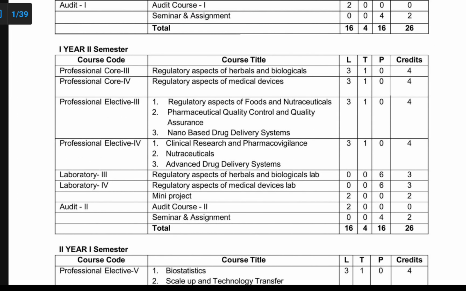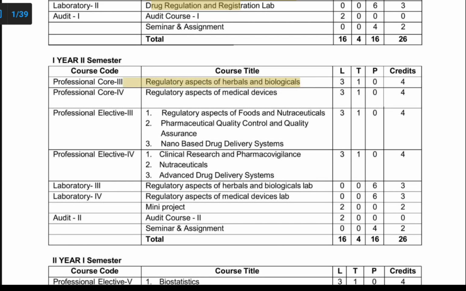Then in the second semester we have regulatory aspects of herbals and biologics, regulatory aspects of medical devices, regulatory aspects for food and nutraceuticals, pharmaceutical quality control and quality assurance, nano-based drug delivery systems, clinical research and pharmacovigilance, nutraceuticals, advanced drug delivery systems, regulatory aspects of herbals and biologics lab, and regulatory aspects of medical devices lab.